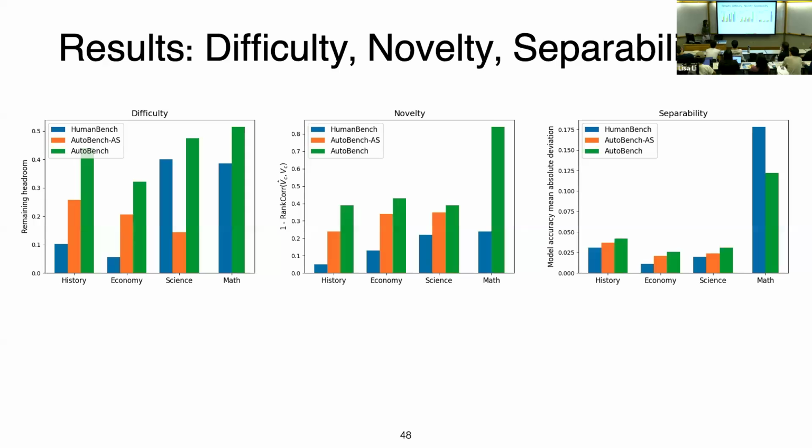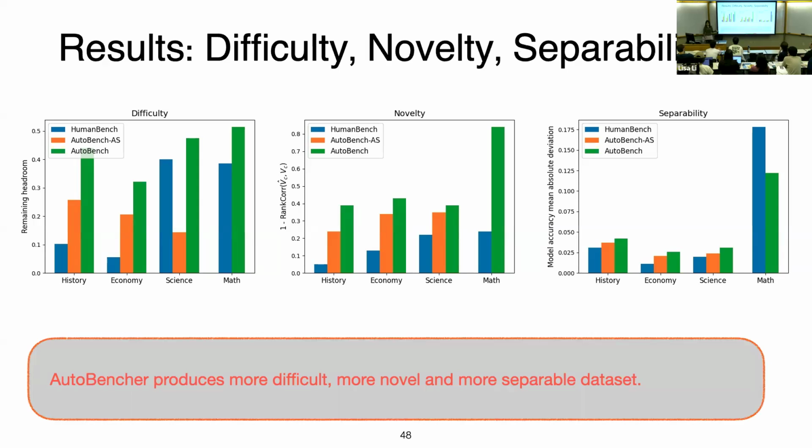So here are some results of AutoBencher constructed data sets. We plot difficulty, novelty, and separability as the 3 metrics that we optimize for. The green bar is AutoBencher. The blue bar is human written data sets like MMLU or math data sets. And we find that overall, AutoBencher outperforms human written data sets by generating data sets that are more novel and more separable and more difficult.